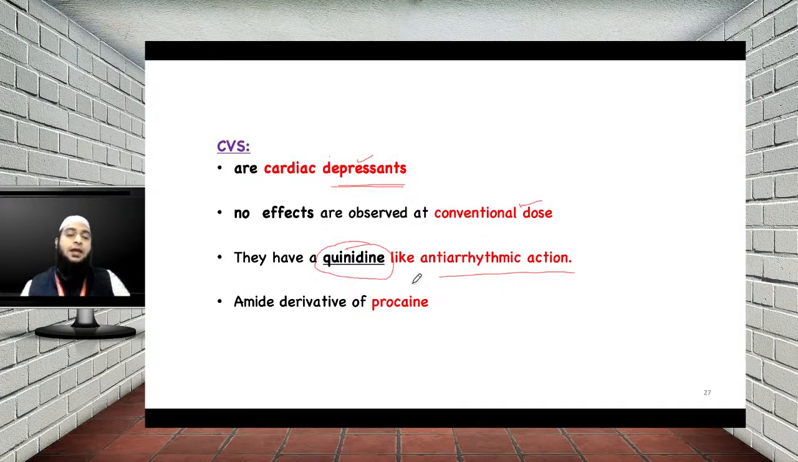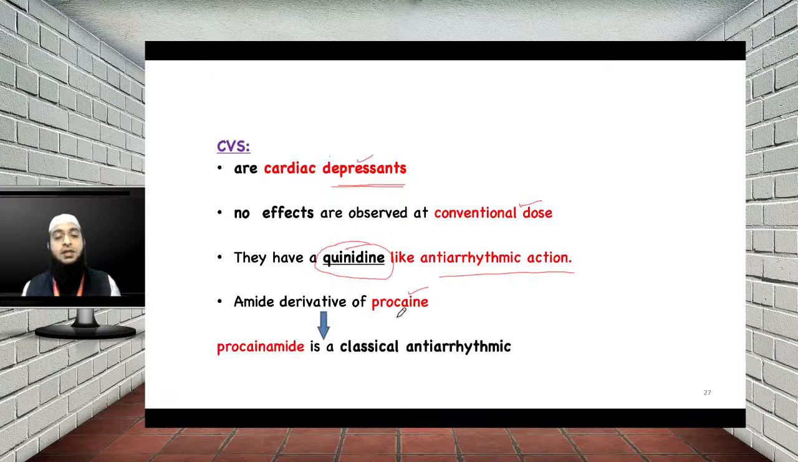So what are those drugs? Like the amide derivative of procaine. We have seen two types of local anesthetic: one is ester, another is amide. If the intermediate chain is amide, and you use the amide derivative of procaine, it is called procainamide, because it is an amide derivative, not an ester derivative. Procainamide is one of the classical anti-arrhythmic drugs. This action is due to its cardiac depressant effect on the cardiovascular system.